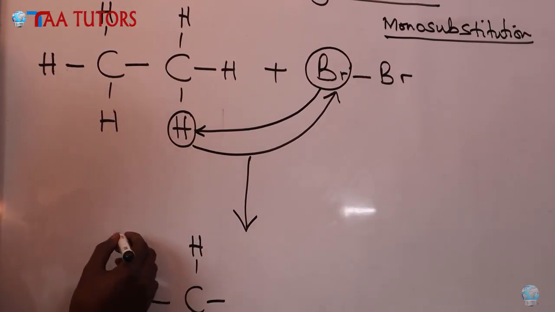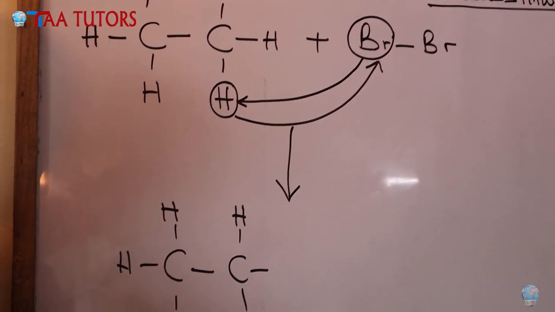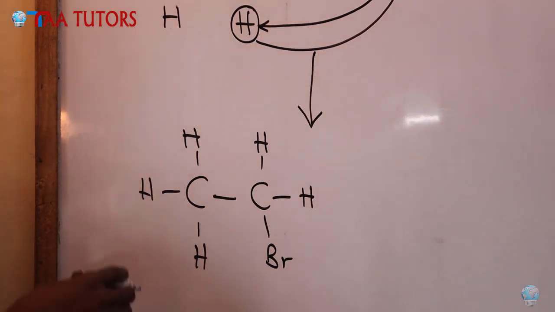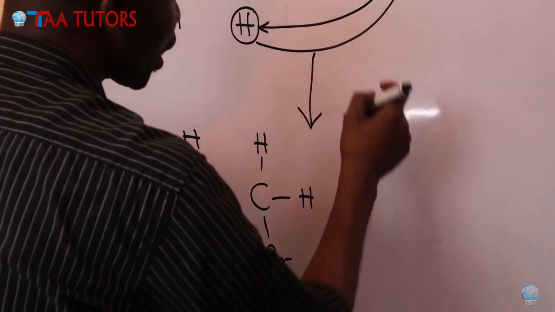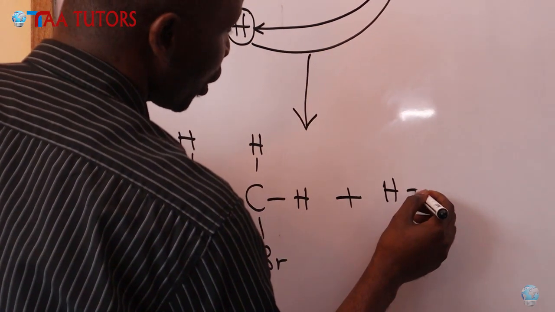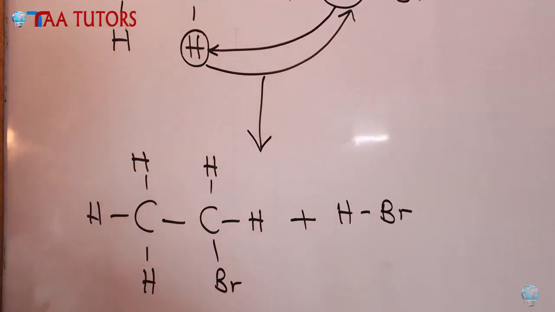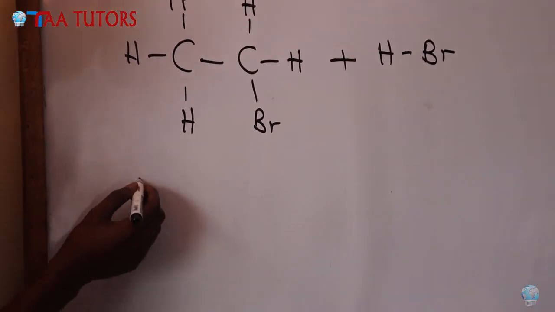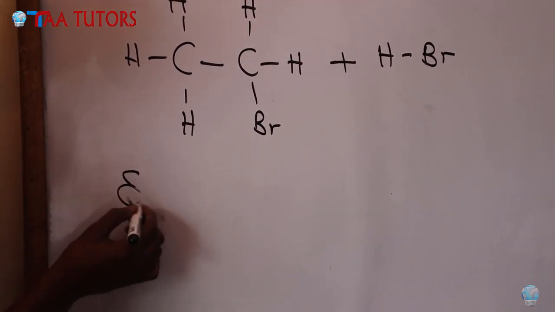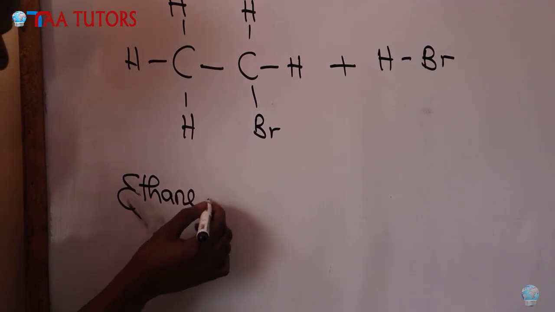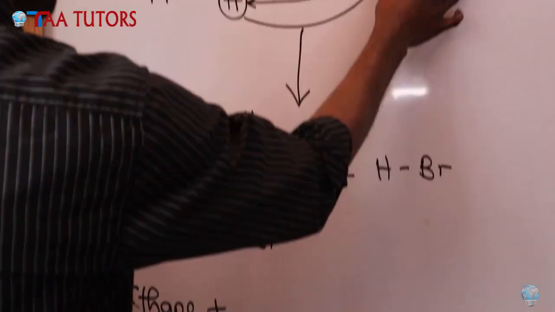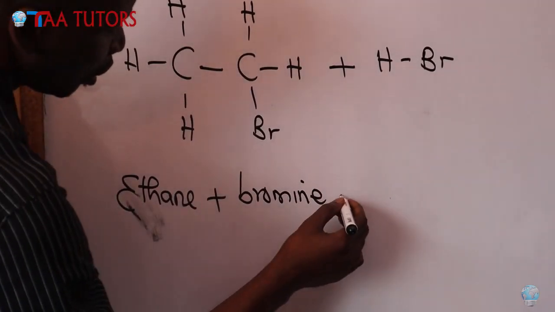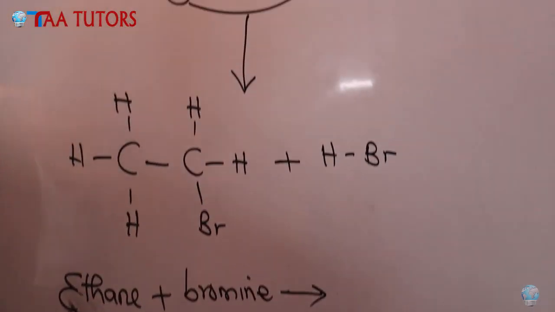So this is what we'll have. This is Br, this is H. We have substituted one. The hydrogen will go there, so it will be HBr. If I write a word equation for this reaction, we start with ethane. Then we add bromine. What do we form? We form this compound.